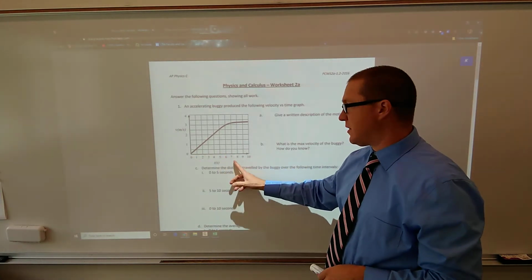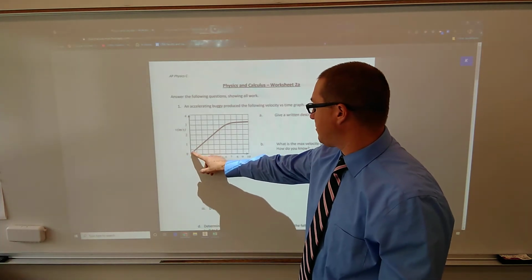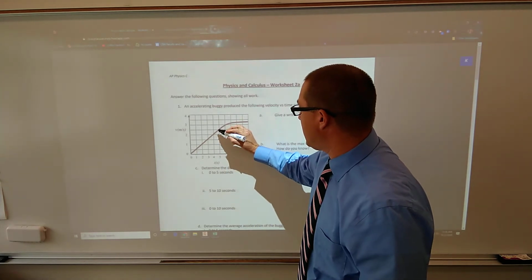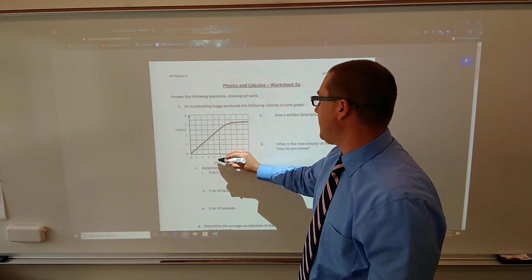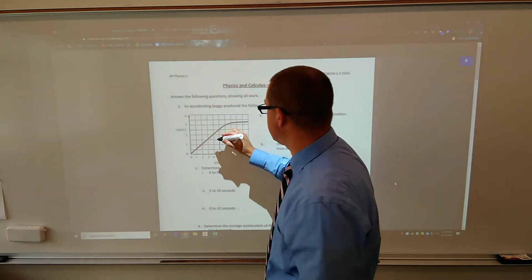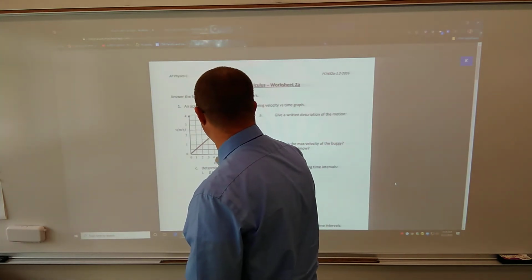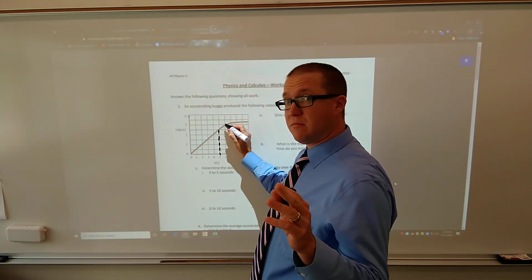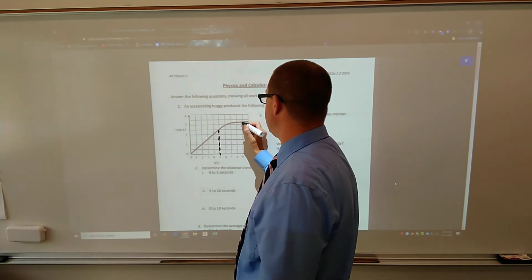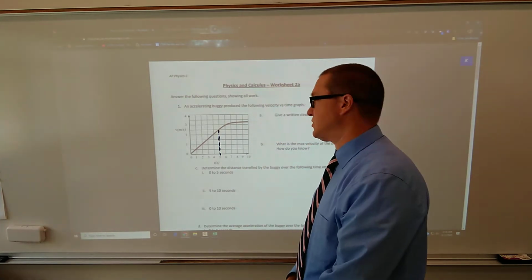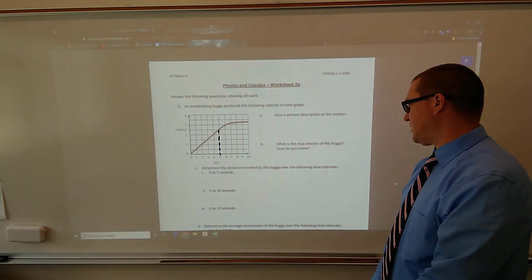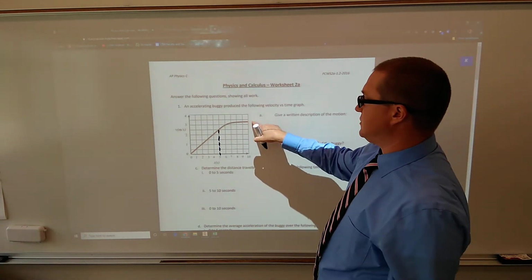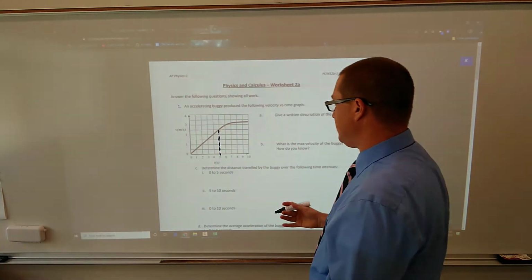So this goes up at a pretty constant acceleration, so it increases constantly up until about 5 seconds, right? And about 5 seconds, the velocity is still increasing, but it's just increasing at a lower rate until it approaches a constant velocity towards the end. So that's going to be your written description there. What is the max velocity of the buggy? How do you know? Well, literally just read it off the graph here. I'll leave that to you.